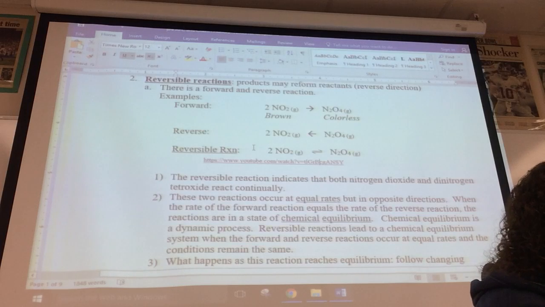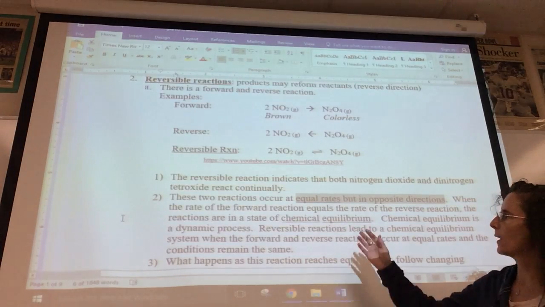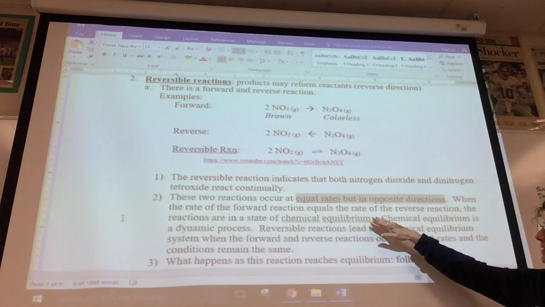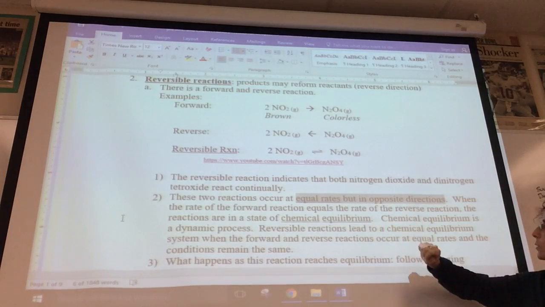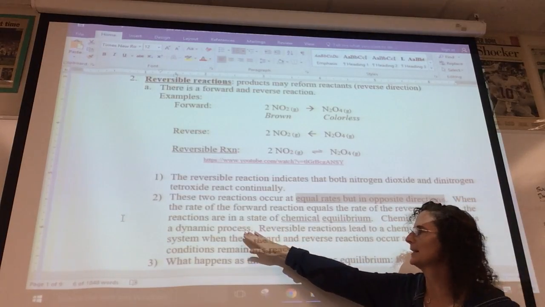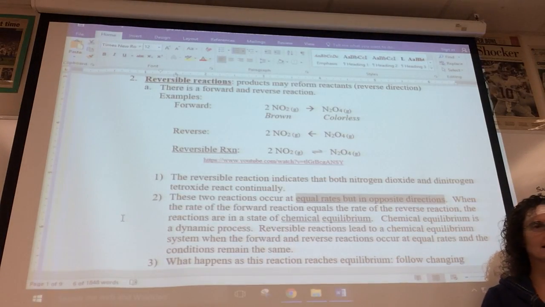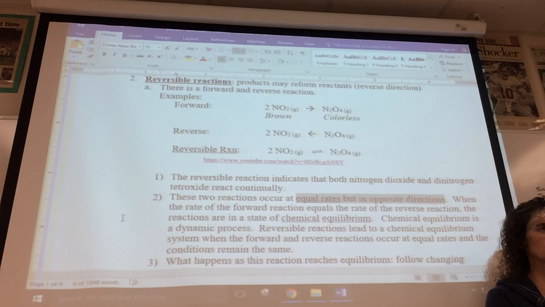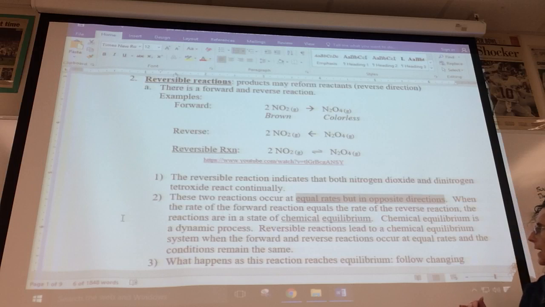So these two reactions right here, this reversible reaction, occur at equal rates but in opposite directions. And when the rate of the forward reaction is equal to the rate of the reverse reaction, then we say that we have a state of chemical equilibrium. It is a dynamic process, not static. So once the equilibrium is established, that doesn't mean that things stop. It means it's still going forward, but it's still going in reverse at equal rates. So they're dynamic processes, not static.